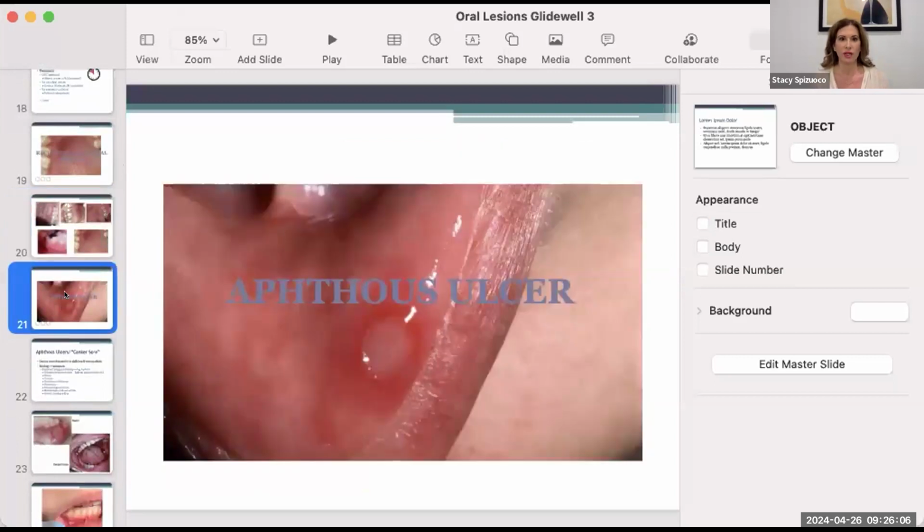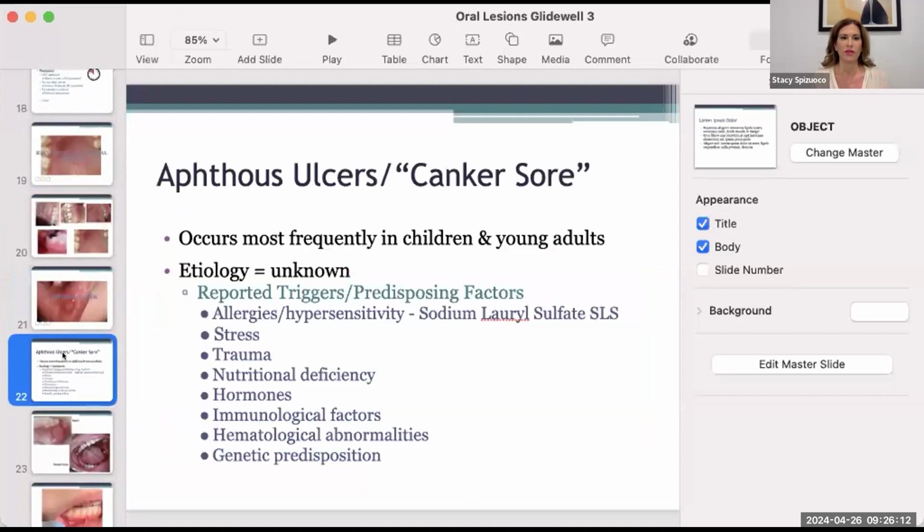Commonly, also what looks like the herpes virus is an aphthous ulcer, or more commonly known as a canker sore. That occurs on the soft tissue, the buccal mucosa. Where it's from, we don't know. We don't know if it's a virus. We don't know if it's a bacteria. But we do know some of the symptoms that help to bring it on.